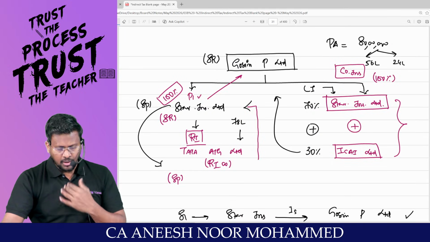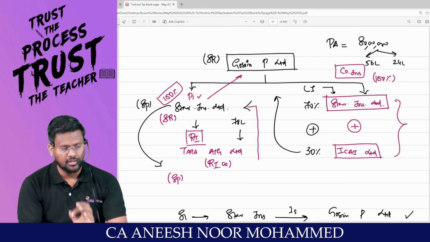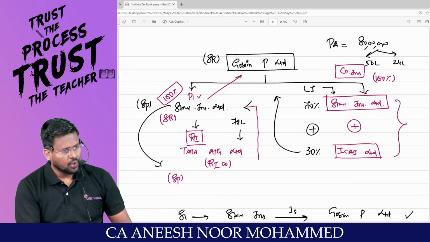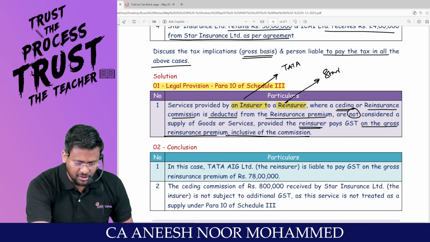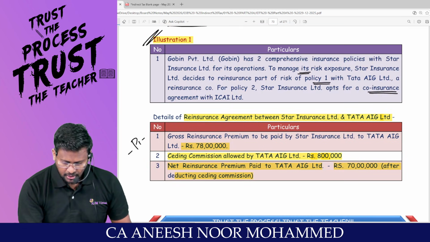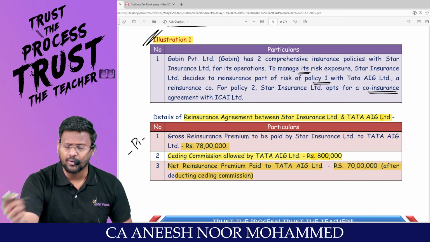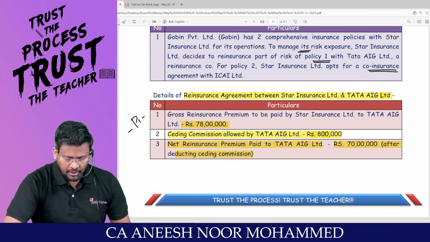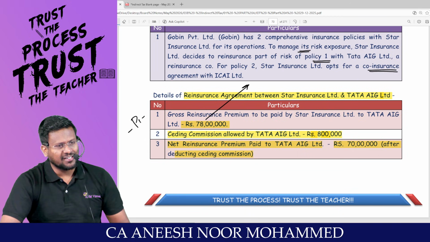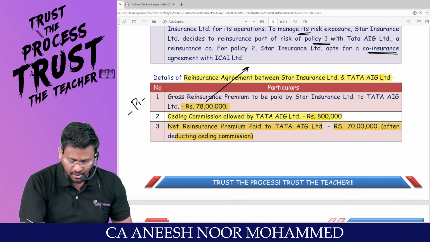Look at here. First, who is the service provider? Star Insurance Limited. They provided service to Gopin Private Limited. Correct? For that, what is the insurance premium? 78 lakh. On that 78 lakh, only 8 lakh rupees is the ceding commission. Am I right? Sir, has the service provider collected GST on 100% of 78 lakh? Yes.